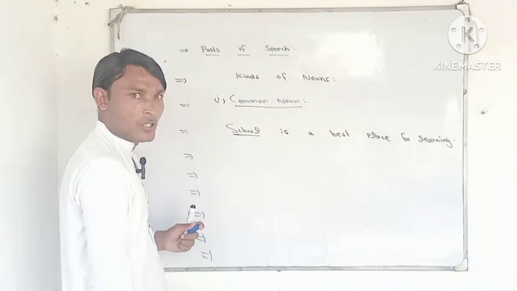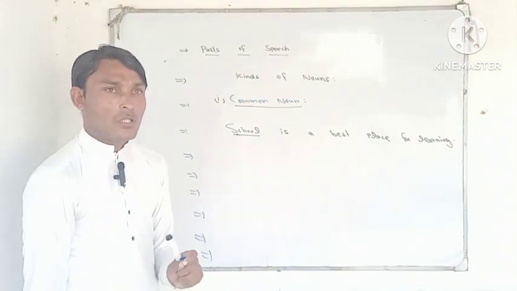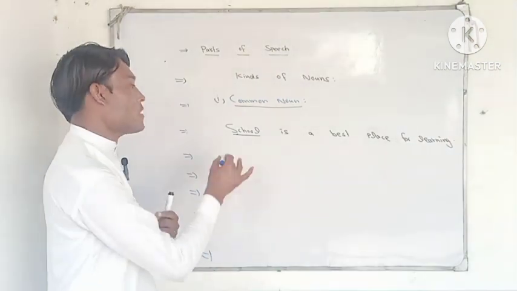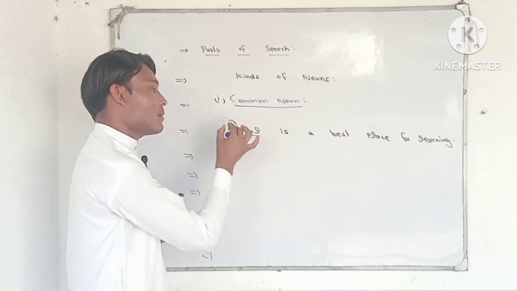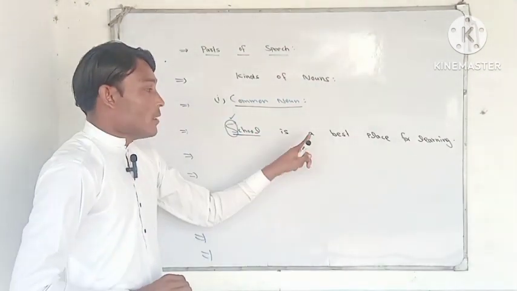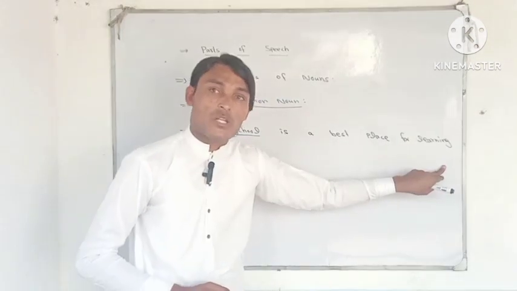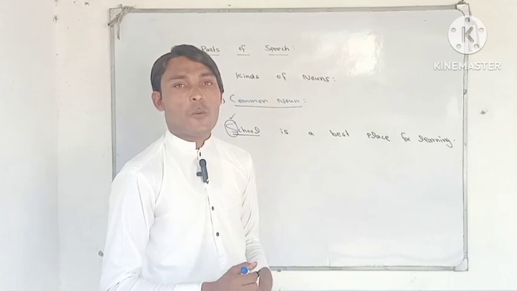But when you write the common noun at the beginning of the sentence, the first letter must be capital. Besides this, if you want to write the common noun in the middle or at the end of the sentence, it must begin with a small letter. Now let's talk about the opposite of it.